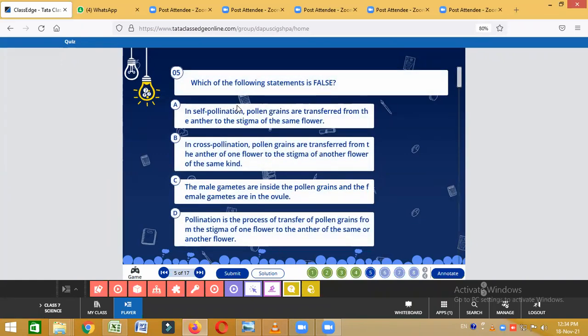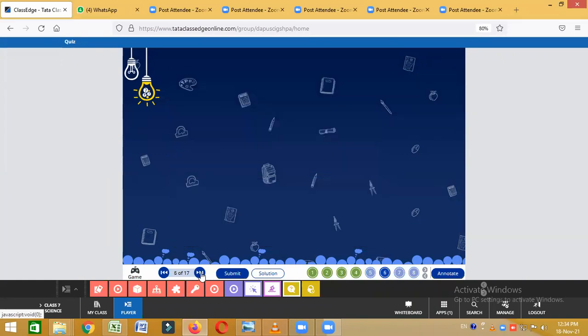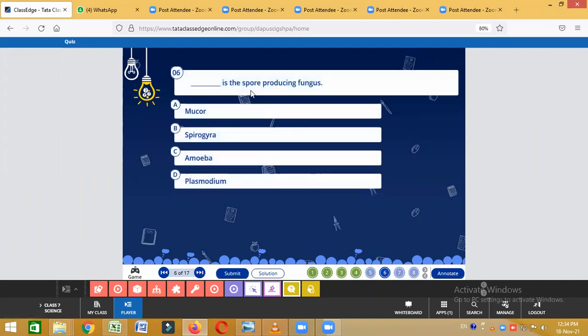Now, next question is, dash is the spore producing fungus. Raise your hand, Sachi. You have raised the hand. Tell me the answer. Amoeba. It is mucor. Okay.